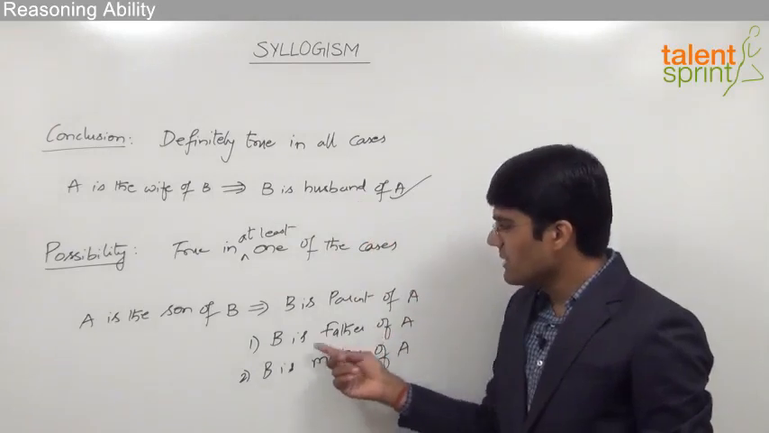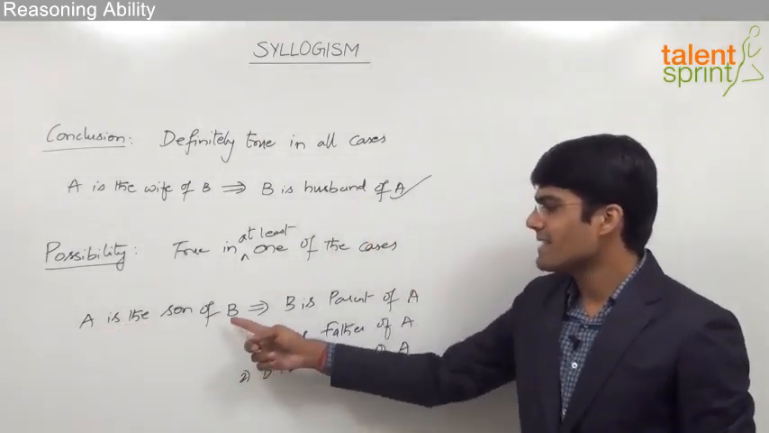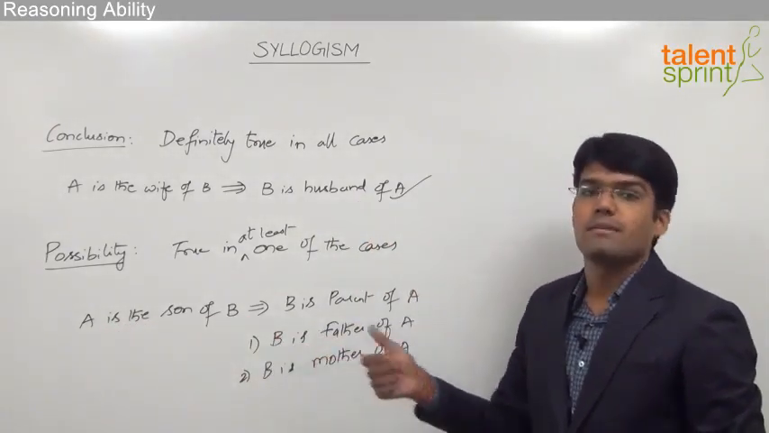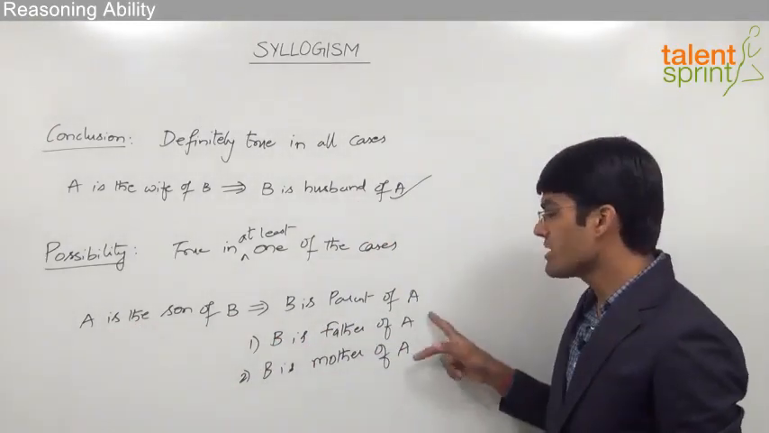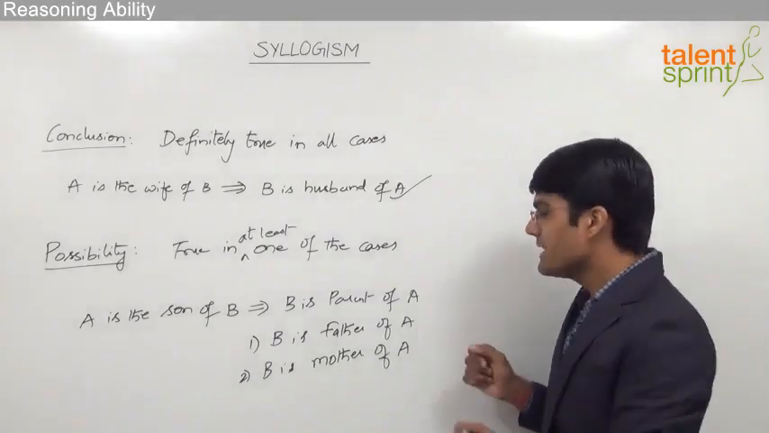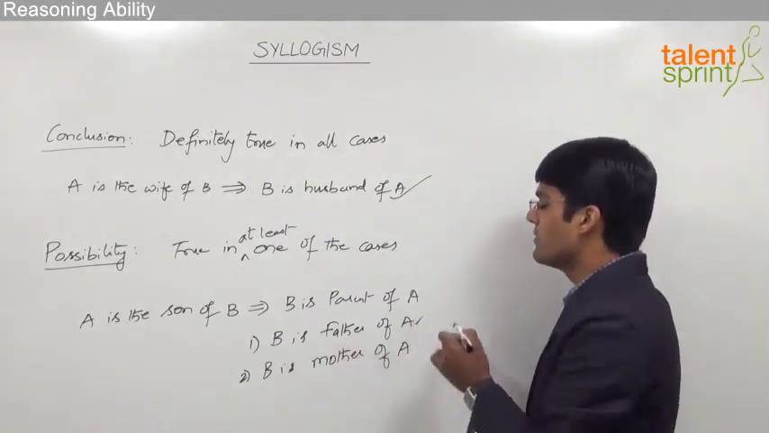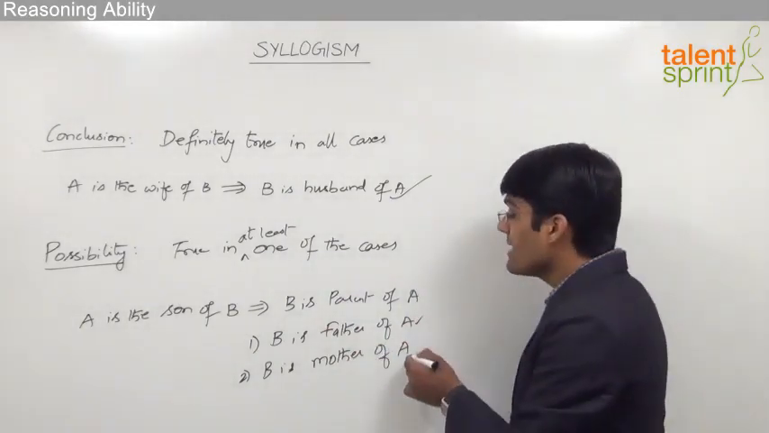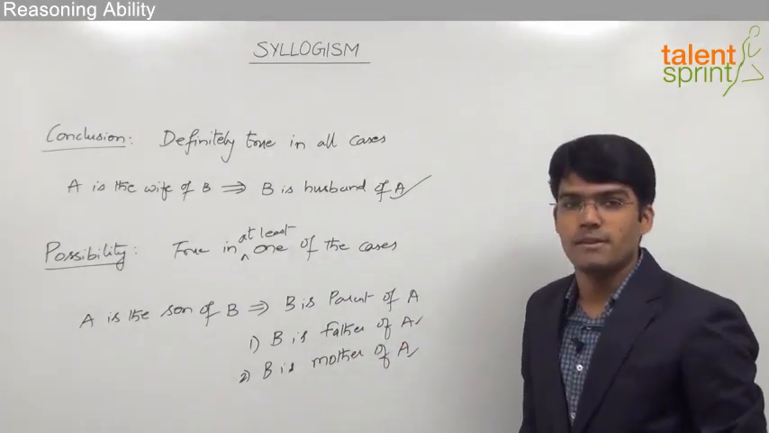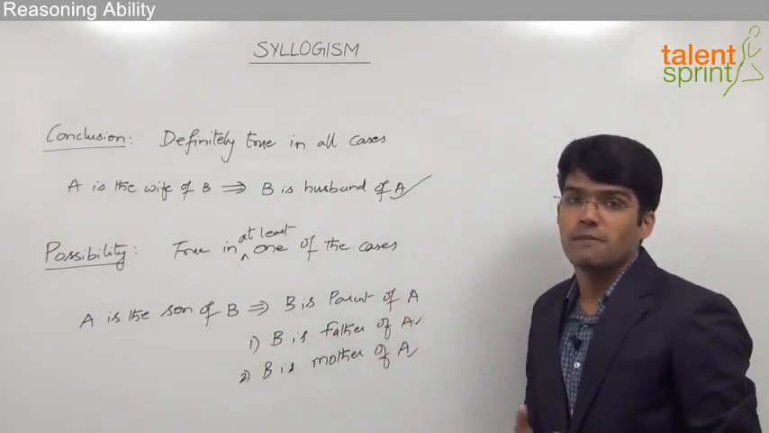But when it comes to possibilities, when the statement is A is the son of B, B is the father of A is a possibility, and B is the mother of A is the other possibility. So there are two possible cases here. And we cannot say that B is the father of A is definitely true. Why? Because B can be the mother of A as well. Similarly, we cannot say B is the mother of A has to be definitely true. Why? Because B can also be the father of A.